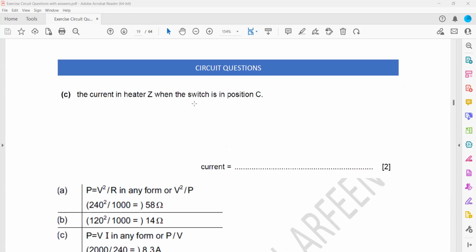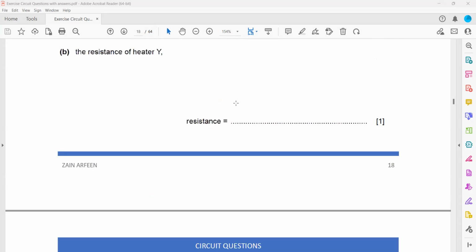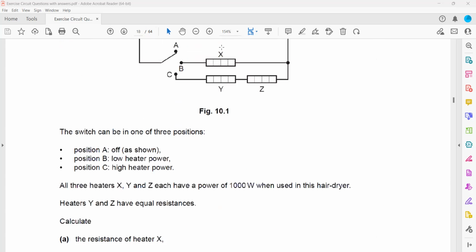Then the current in heater Z when the switch is in position C. We already did that because we calculated the current in Y. The current in Y will be the same as the current in Z. Why? Because they are in series. The current in Y we calculated was 8.33 amperes. So how much current will be in Z? That will also be 8.33 amperes because they are connected in series. When two components are connected in series, they receive the same flow of charge.